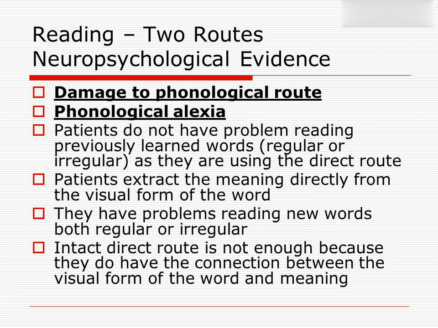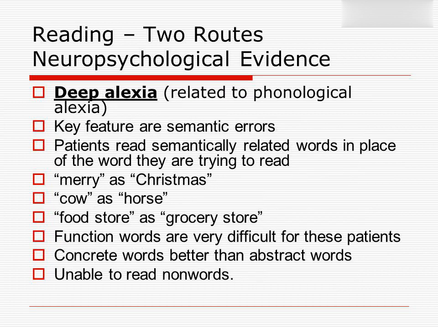Reading, two routes: neuropsychological evidence. Damage to the phonological route causes phonological alexia. Patients do not have problems reading previously learned words, regular or irregular, as they are using the direct route. Patients extract the meaning directly from the visual form of the word. They have problems reading new words, both regular and irregular. An intact direct route is not enough for new words because they do not have the connection between the visual form of the word and meaning.